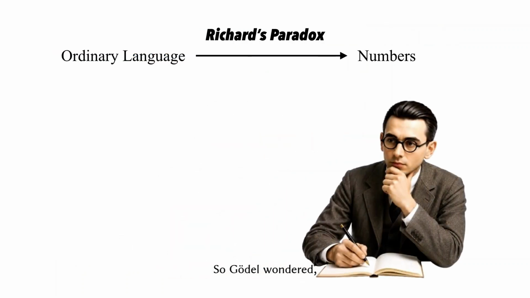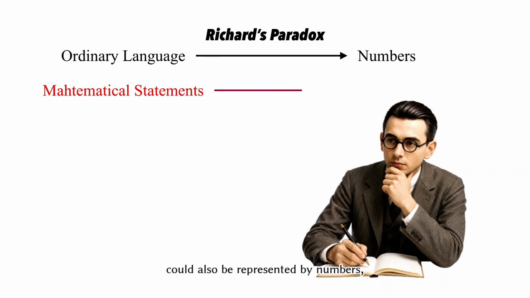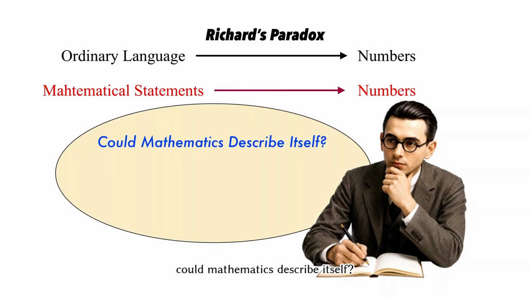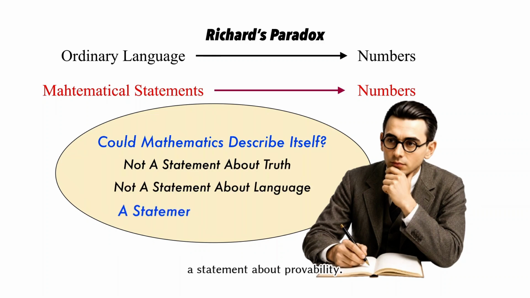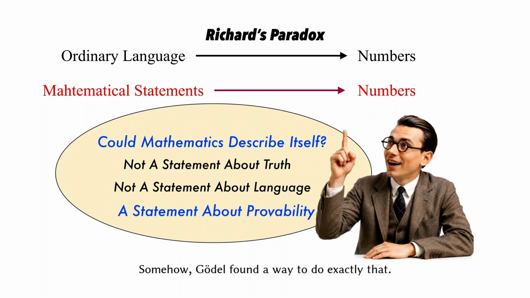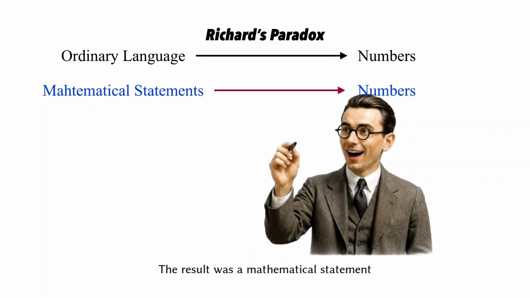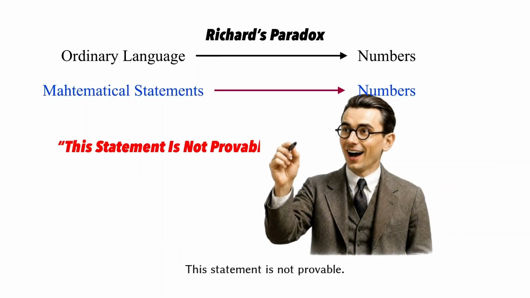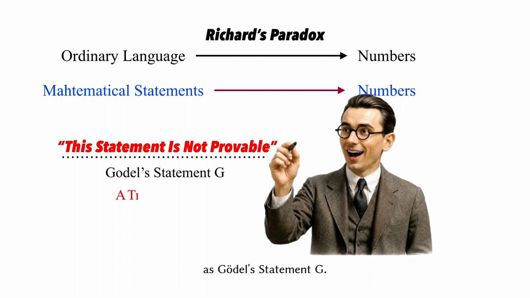So Gödel wondered, if mathematical statements could also be represented by numbers, could mathematics describe itself? Not a statement about truth, not a statement about language, a statement about provability. Somehow, Gödel found a way to do exactly that. The result was a mathematical statement that says, this statement is not provable. This is now known as Gödel's statement G. It is a true statement that cannot be proved.